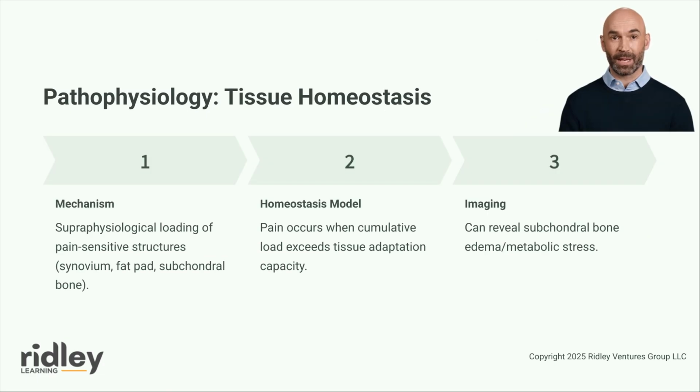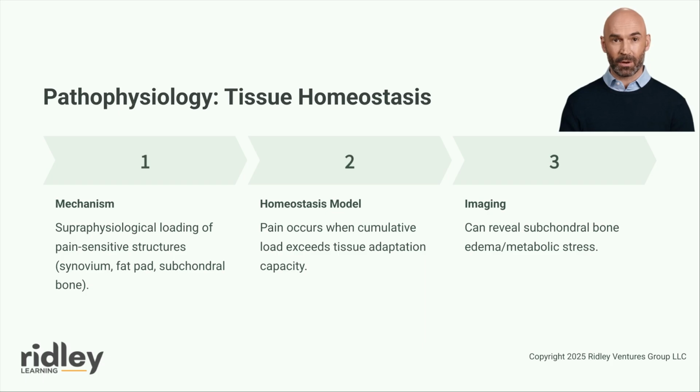Now let's discuss the pathophysiological mechanisms underlying patellofemoral pain. The pathophysiology has evolved from early models focused exclusively on patellar malalignment to contemporary frameworks incorporating tissue homeostasis, neuroplasticity, and psychosocial factors. Current understanding recognizes that patellofemoral pain likely represents a heterogeneous condition with multiple potential contributors, and that the relative importance of different mechanisms varies among individuals. This heterogeneity has implications for both clinical assessment and treatment selection.